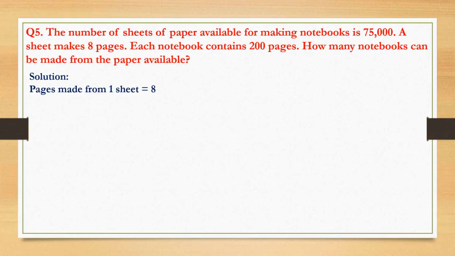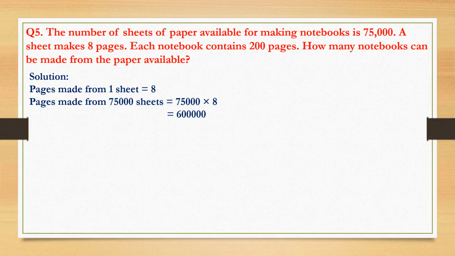Pages made from one sheet is 8, and pages made from 75,000 sheets will be, yes, we know the value of 1 and we need to find out the value of many. So what we are going to do? Multiplication. So when I multiply 75,000 with 8, my answer is 6 lakh. I just do the shortcut here. I multiplied the non-zero numbers, and then whatever my answer, I'll just insert 3 zeros at the end. Now my answer is 6 lakh pages made from 75,000 sheets.